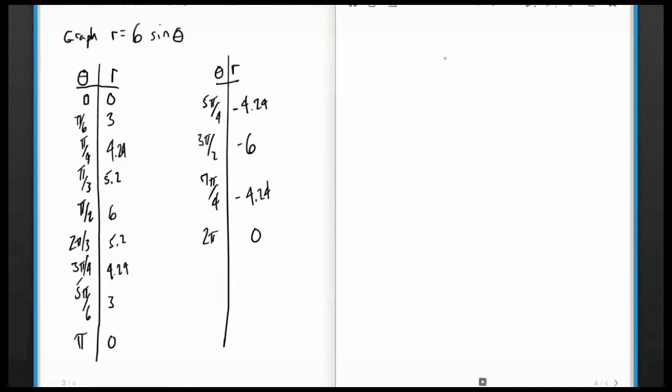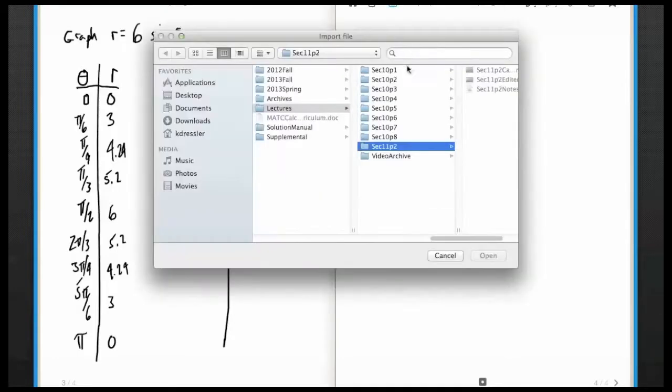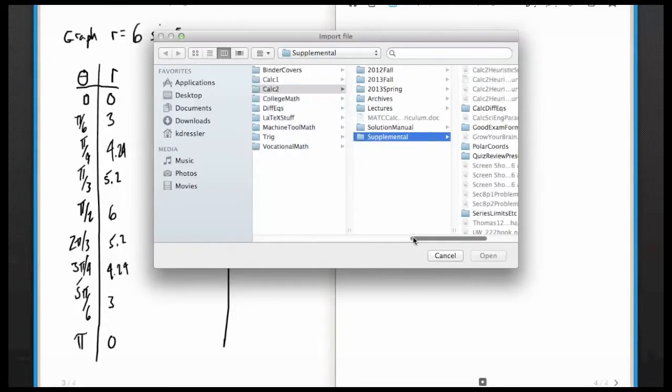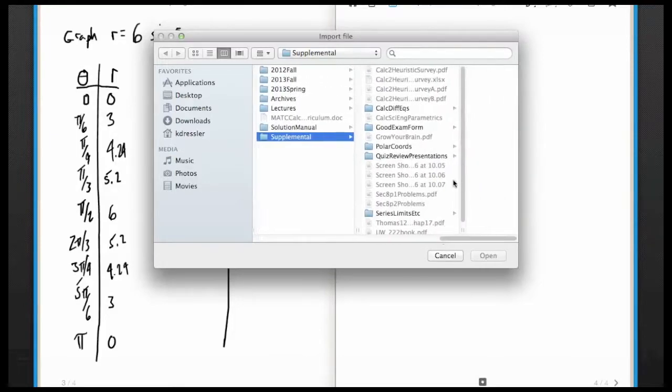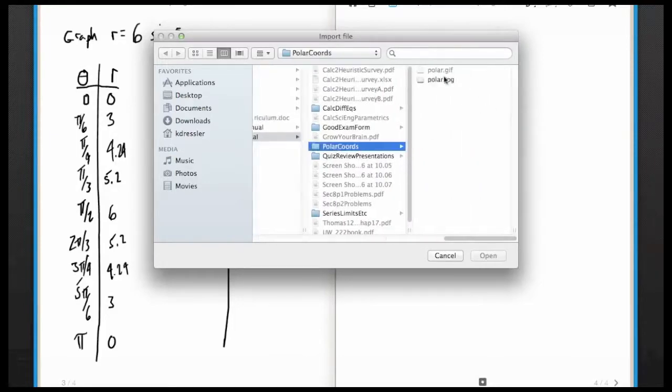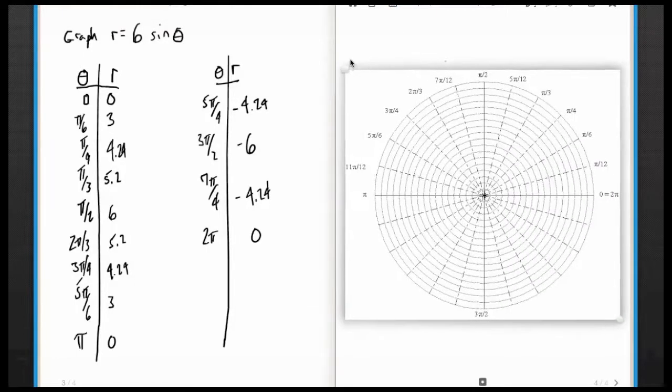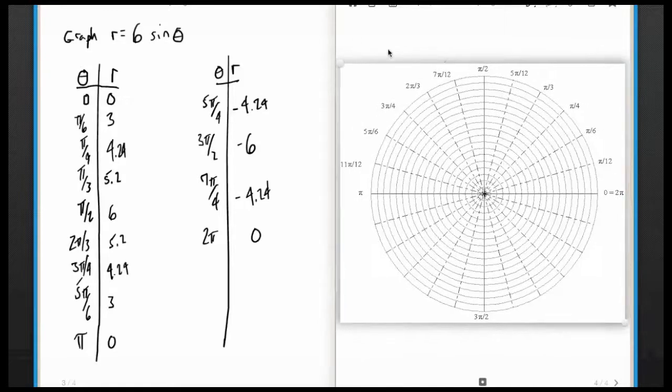Now I can go over here and sketch a picture of this by inserting a picture. And that's in supplemental. Let's see, polar, I think. Wrong class, maybe. Yeah, Calc 2, supplemental. I thought I had some stuff. Polar coordinates there. There's a polar graph. Okay. Well, that might be as big as we'll be able to make that. There we go. Okay, now this is polar graph paper.